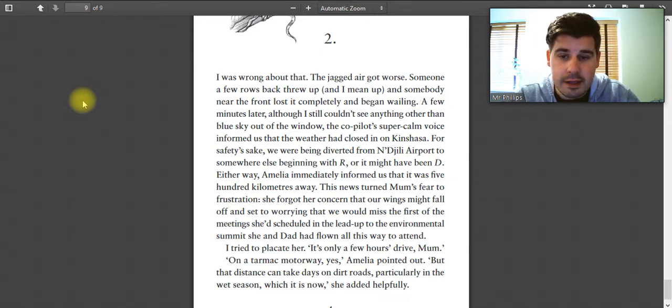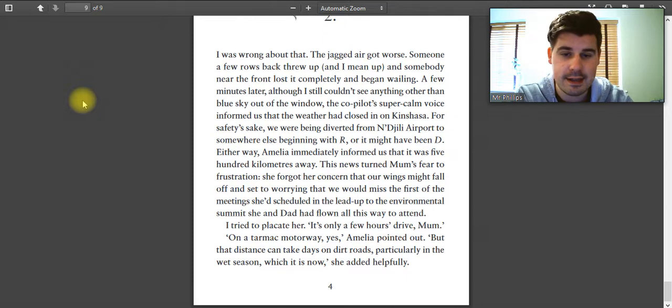Either way, Amelie immediately informed us that it was 500 kilometres away. The news turned Mum's fear to frustration. She forgot her concern that our wings might fall off and set to worrying that we would miss the first of the meetings she'd scheduled in the lead up to the environmental summit she and Dad had flown all this way to attend.